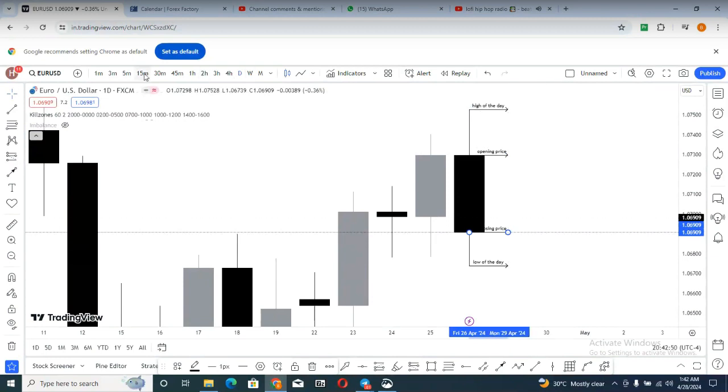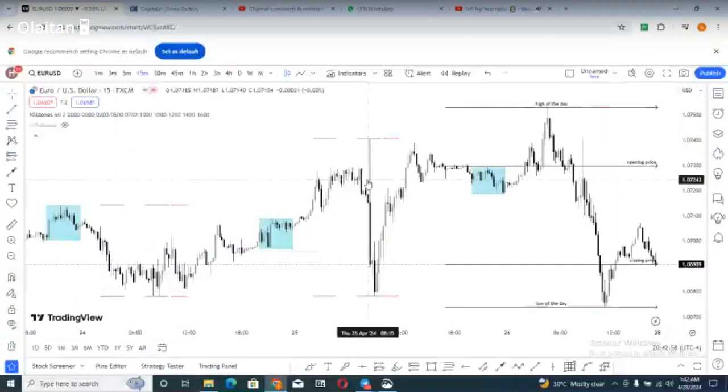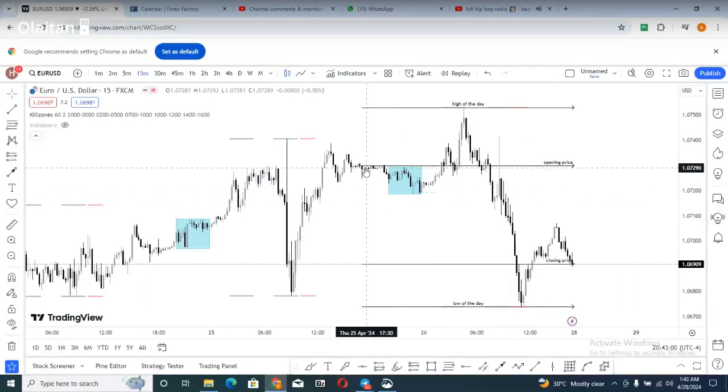Now let me go to the 15-minute chart to show you what price did for that day. Now look, price opened around this area, which I told you is going to be around our 0.0.